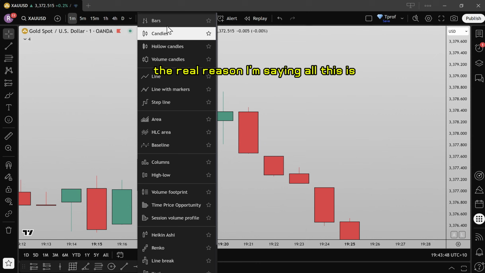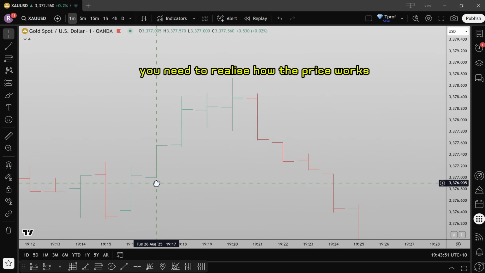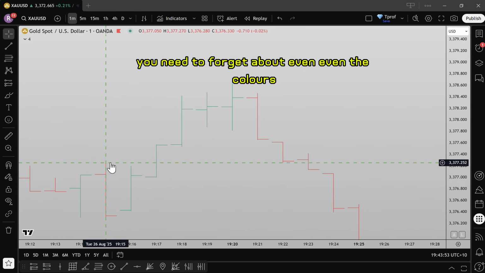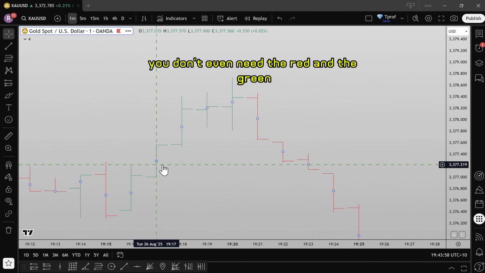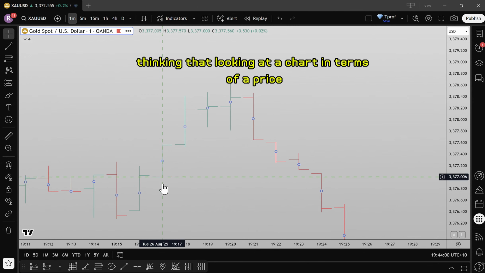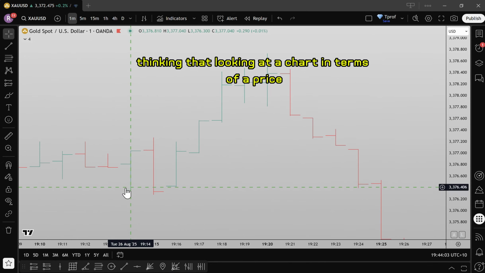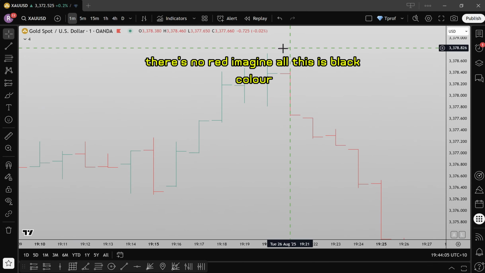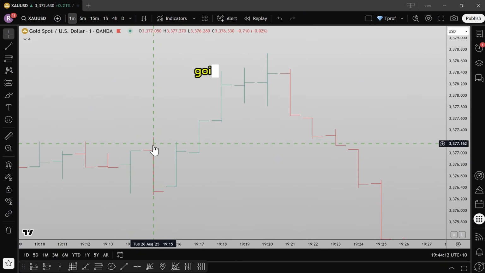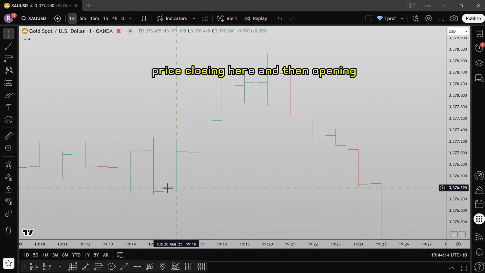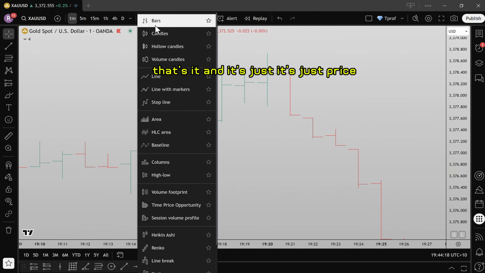The real reason I'm saying all this is you need to realize how the price works. You need to forget about even the colors. You don't even need the red and the green. Just put it into your mind, looking at a chart in terms of price, there's no green, there's no red. Imagine all of this is black. So it's just price opening here, going down, and boom, price closing here, and then opening again. That's it. It's just price.